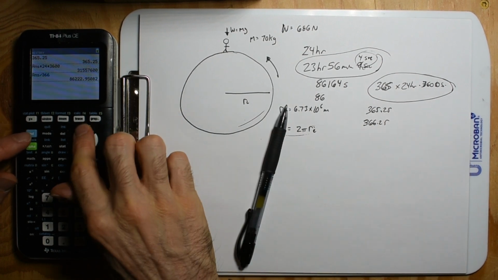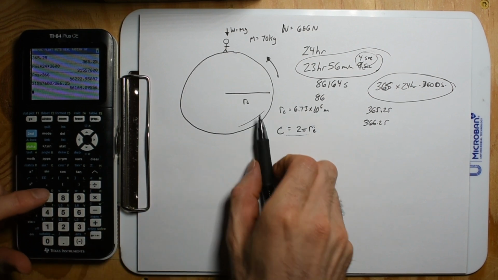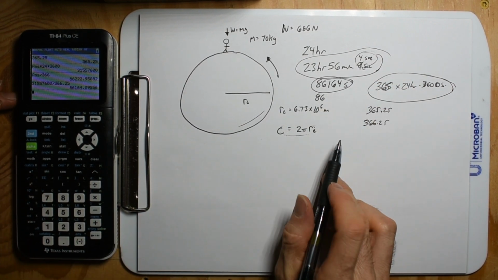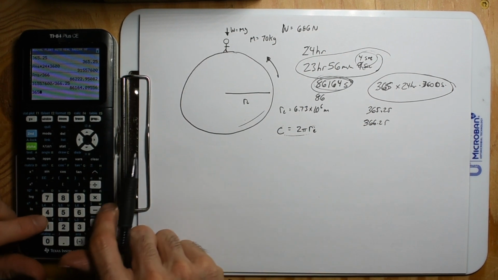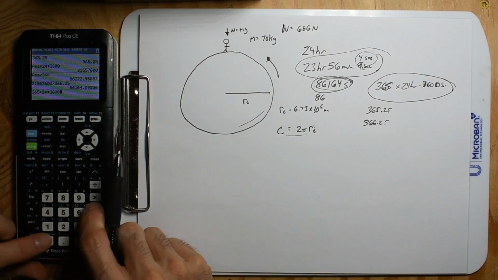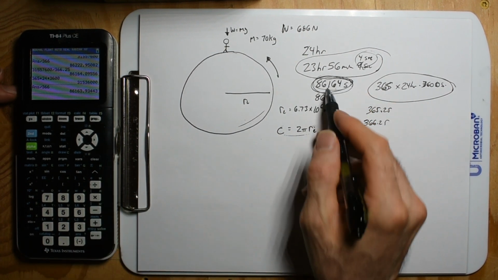366.25 as well. So you have to take that divided by 366.25, and then you get right back to that number. Or you'll get back to this number nonetheless by taking 365 times 24 times 3,600, then divided by 366. Just by happenstance, you get the same number.